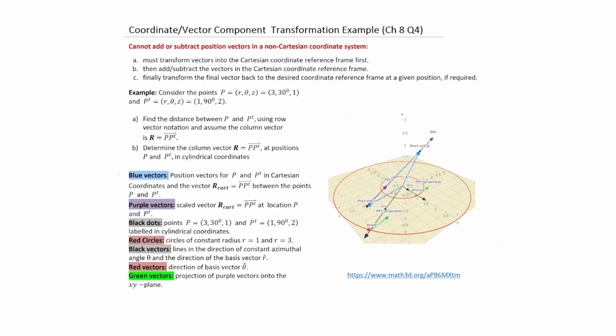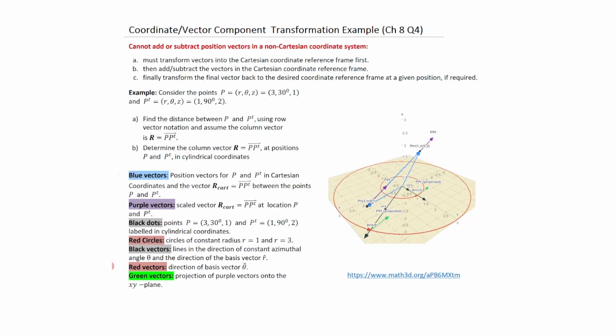The black dots are the different points, which we're labeling here in cylindrical coordinates, so they're given an r component, a theta component, and a z component. The red circles are of constant radius, one at r equals 1 and one at r equals 3. That corresponds to the actual two points we were considering. The black vectors are lines in the direction of constant azimuthal angle theta, which turns out to basically be in the direction of the basis vector r hat.